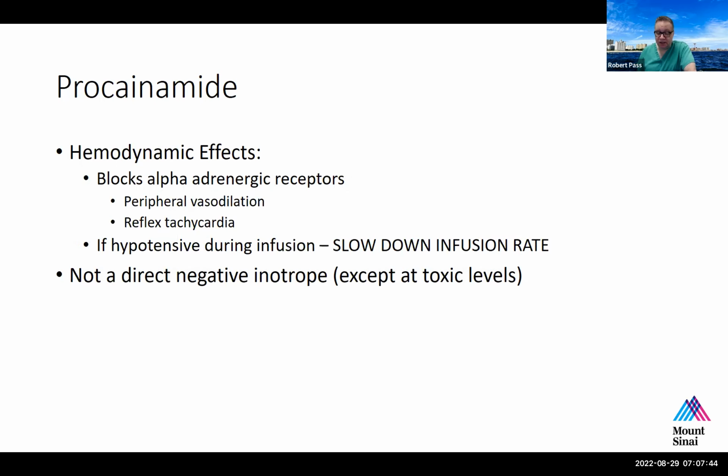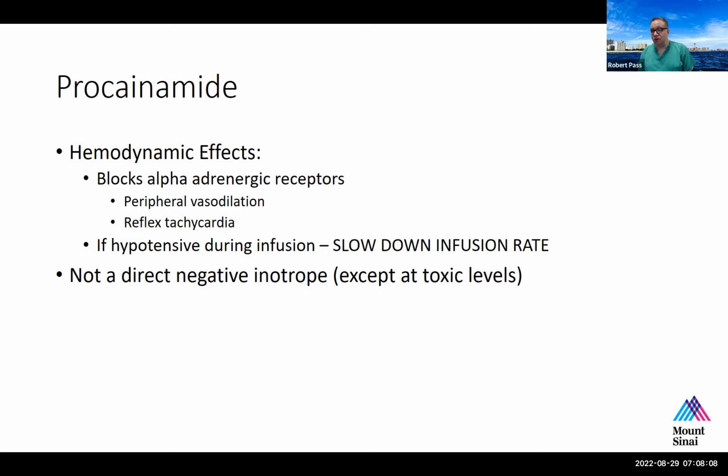Hemodynamic effects: it blocks alpha adrenergic receptors, resulting in peripheral vasodilation and reflex tachycardia. And so it's not uncommon when giving procainamide, particularly when you're starting it, to get hypotension. So the most important thing to remember is to slow the infusion down. And I think we've talked about this agent in the past.